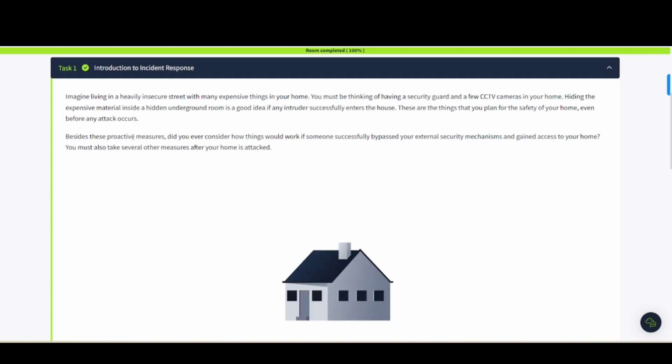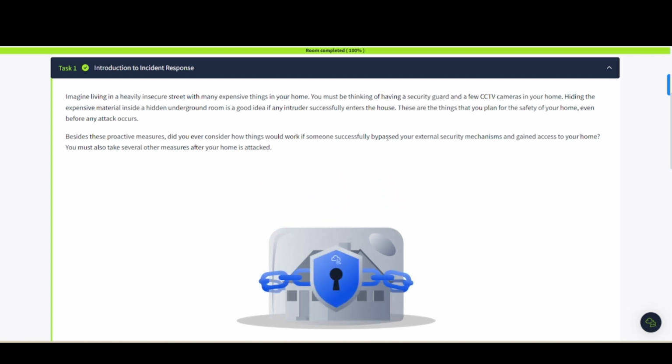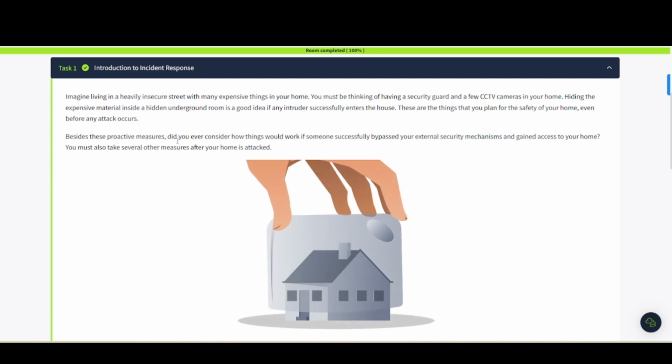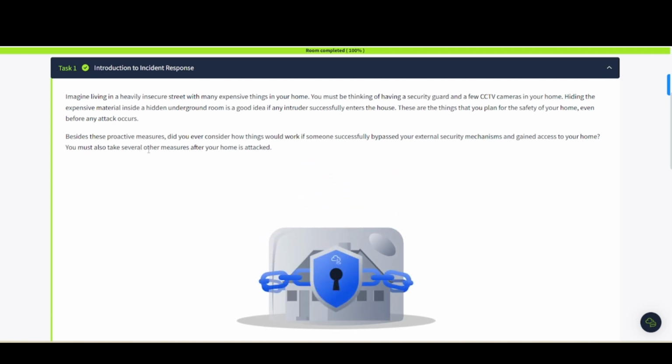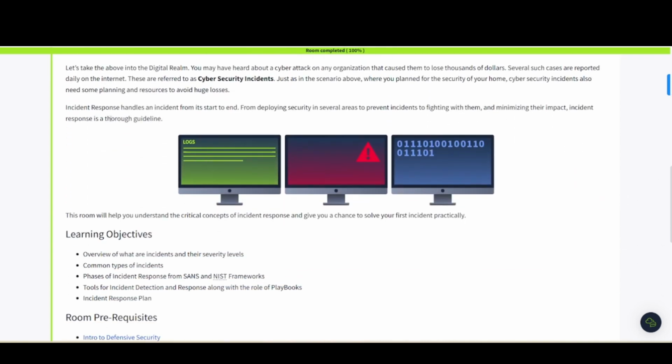Besides these proactive measures, did you ever consider how things would work if someone successfully bypassed your external security mechanisms and gained access to your home? You must also take several other measures after your home is attacked. Let's take the above into the digital realm. You may have heard about a cyber attack on any organization that caused them to lose thousands of dollars. Several such cases are reported daily on the internet. These are referred to as cybersecurity incidents.